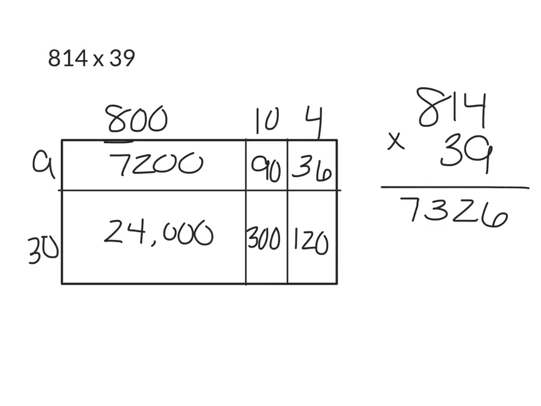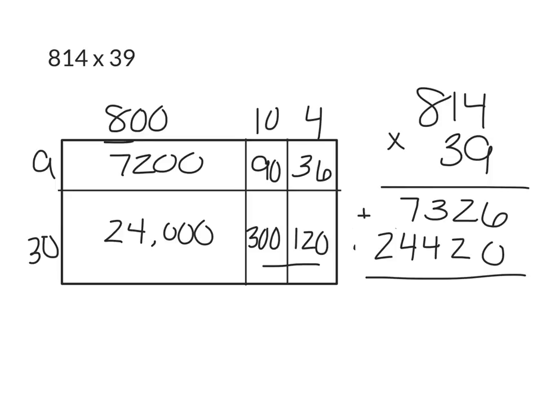I need to go ahead and add each of these together. I know 300 plus 120 is 420. So 24,000 plus 420 would be... Oops, let me go ahead and erase that to make sure that all of my digits are lined up appropriately. So 24,000. So we'd have 2, 4, and then my 420, 4, 2, 0. 24,420. And our next step is simply to add.